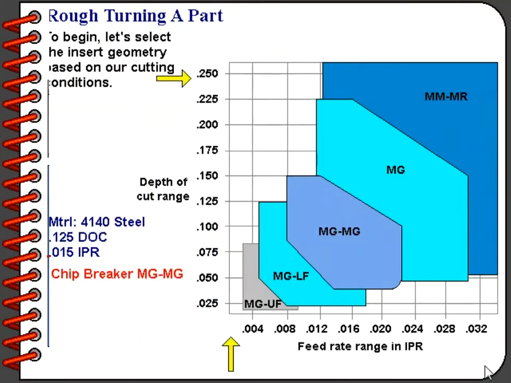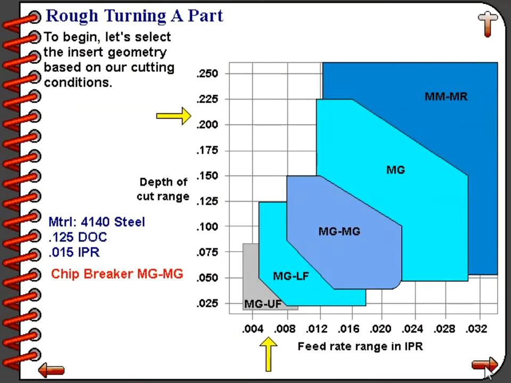To begin, let's select the insert geometry based on our cutting conditions. I have chosen 4140 steel for this particular example part. We are going to be taking 125 thousandths of an inch depth of cut, which means that our diameter will be reduced by 250 thousandths for each pass. I've also chosen a 15 thousandths of an inch per revolution feed rate for this roughing operation.